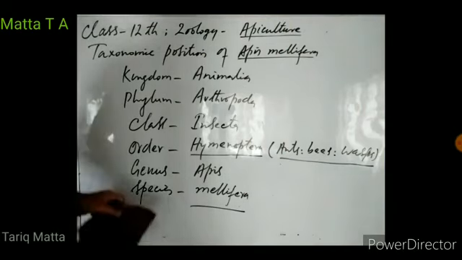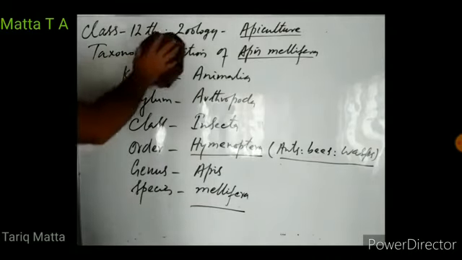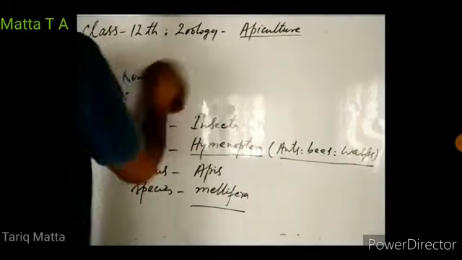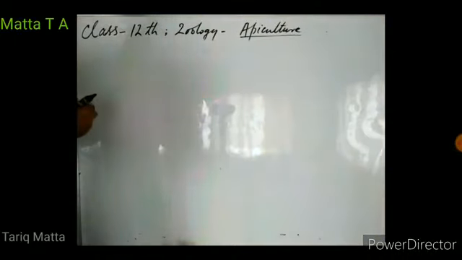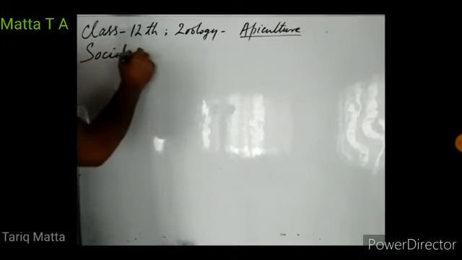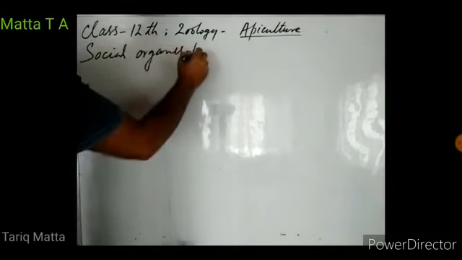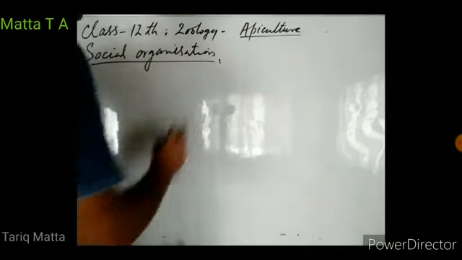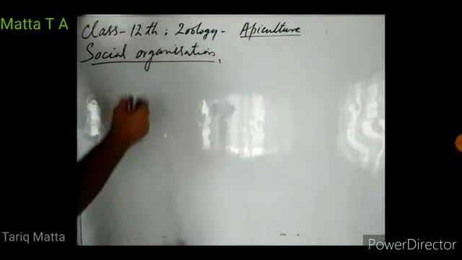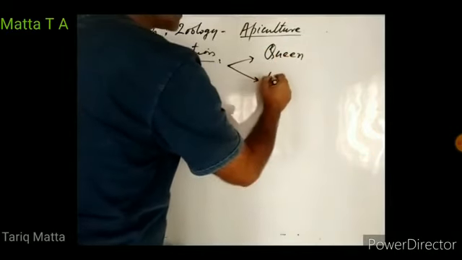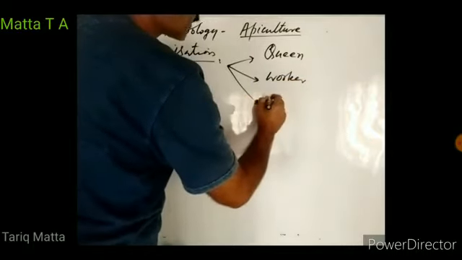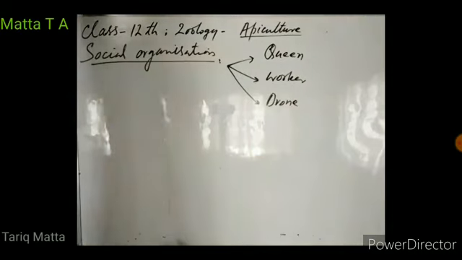After that, we will see the social organization in Apis mellifera. These honeybees are social insects, so they show social organization. They have different castes. There are three different castes in the honeybee: one is known as queen, another is known as worker, and another is known as the drone.